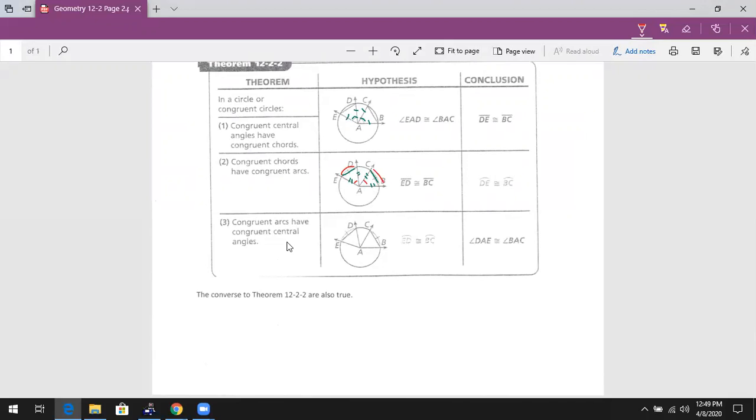And the third part says congruent arcs are going to have congruent central angles. So if we know these arcs are congruent, then we know these central angles are congruent. And that's basically easy by the definition that, remember, whatever the central angle is, so is the arc. Whatever the arc is, so is the central angle. So obviously, if the arcs are the same, central angles are going to be the same simply by the definition of arc measure.